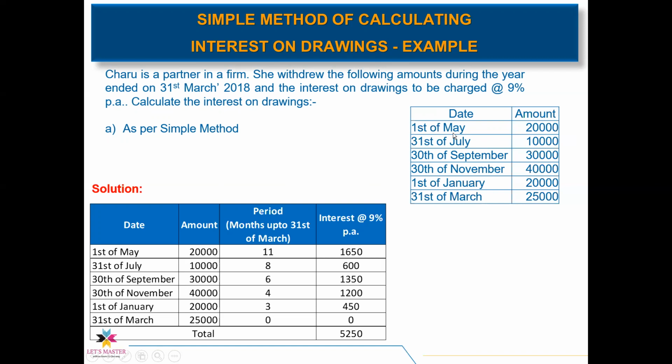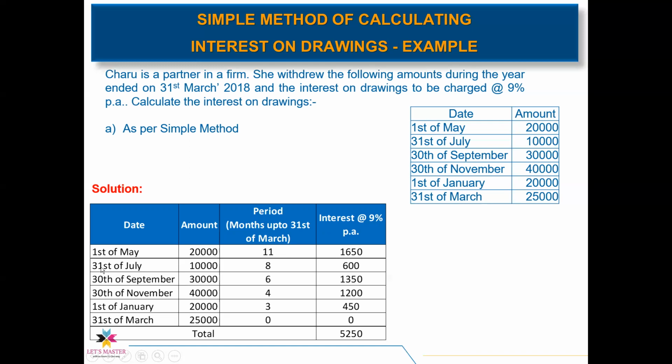So as you know that our accounting period starts on 1st of April and ends on 31st of March in the following year. So that means if the amount has been withdrawn on 1st of May, then it would be used by the partner from 1st of May till 31st of March, which comes out to be 11 months. So we have calculated interest on 20,000 at the rate of 9% per annum for 11 months, which comes out to 1,650.